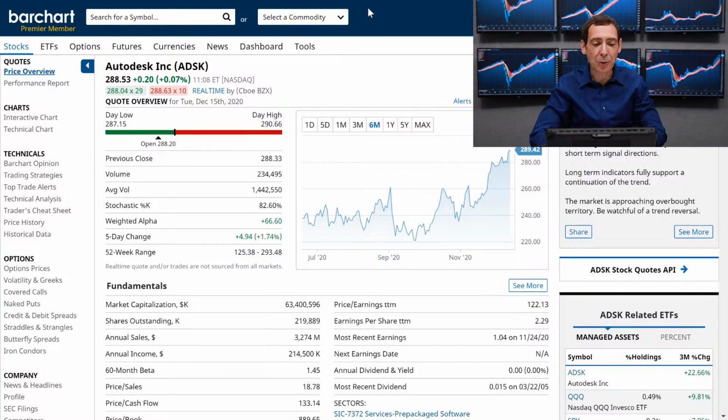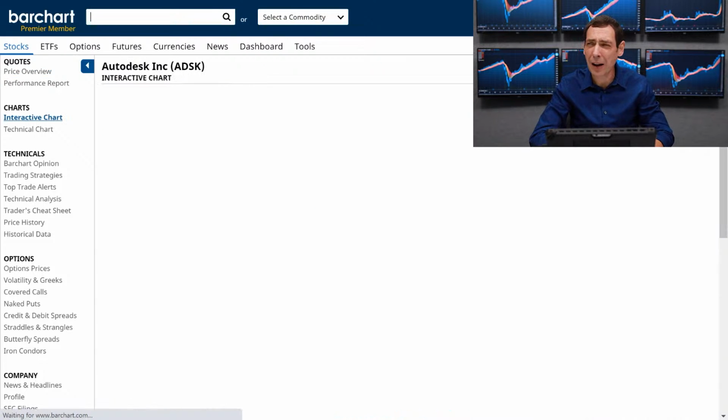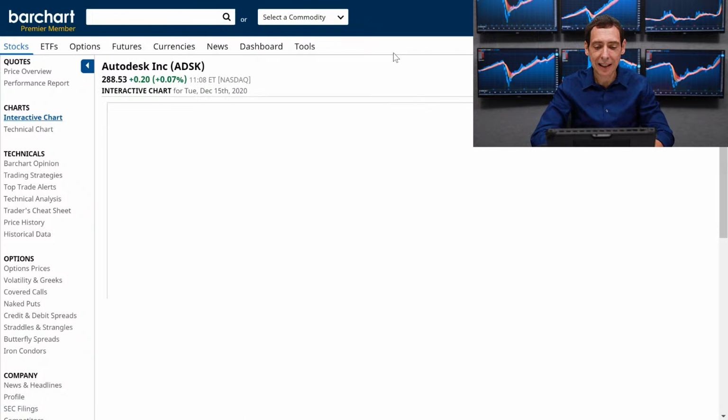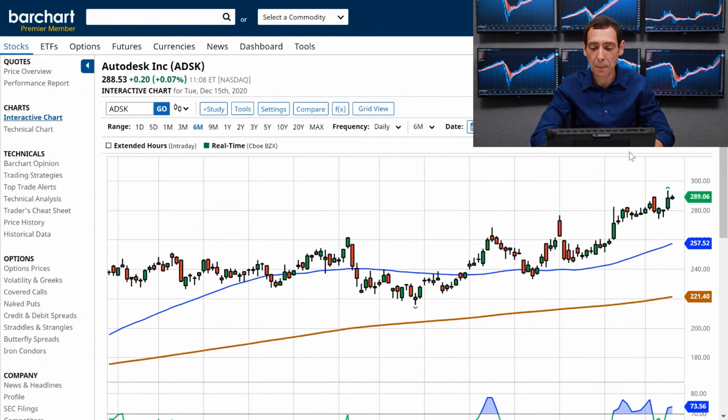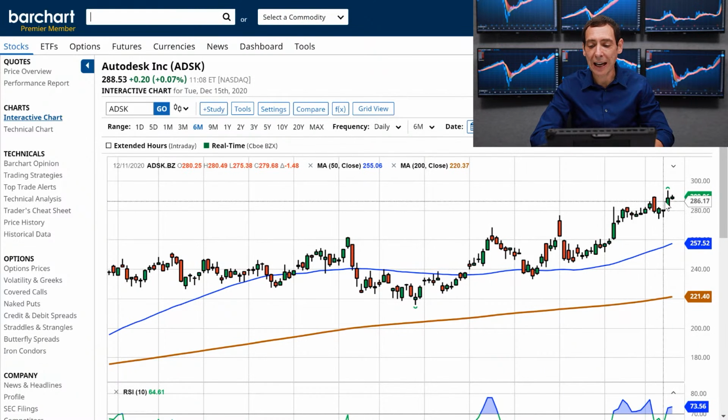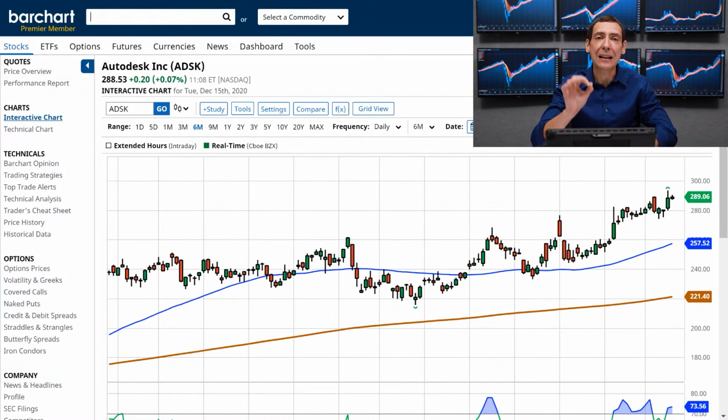Next one, Autodesk. One of the best software companies. They're moving to a subscription model. I've recommended this stock back around March of last year. March, April of last year, the stock has been doing really, really well. Again, it's going through a sideways pattern right now. And I'm going to tell you something.